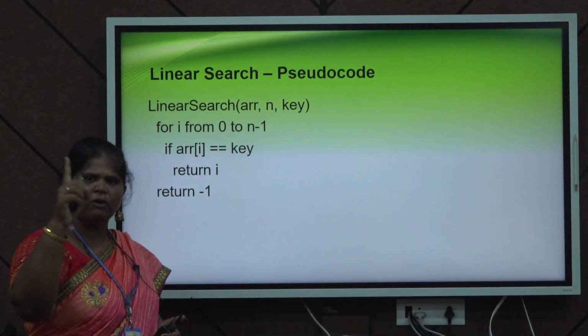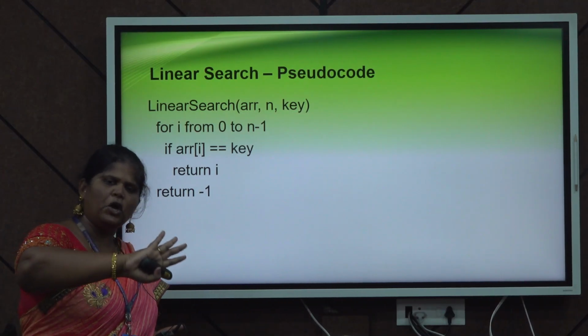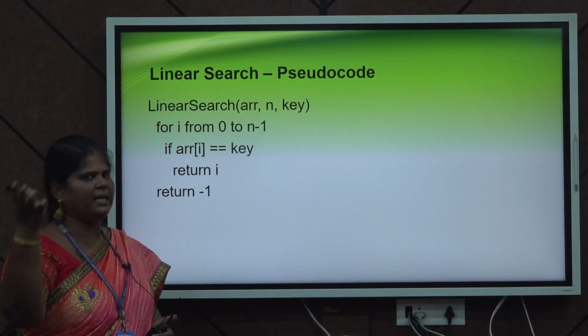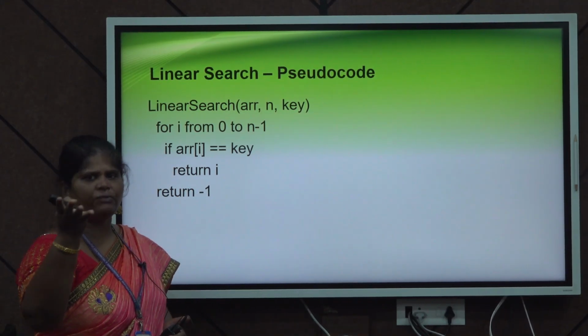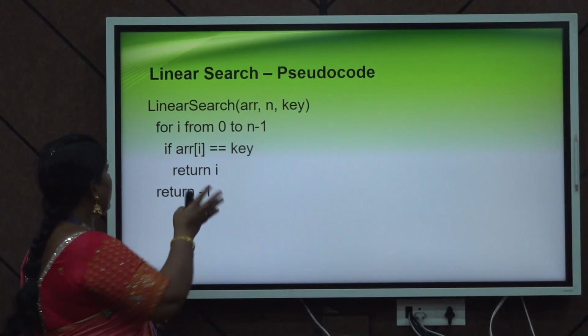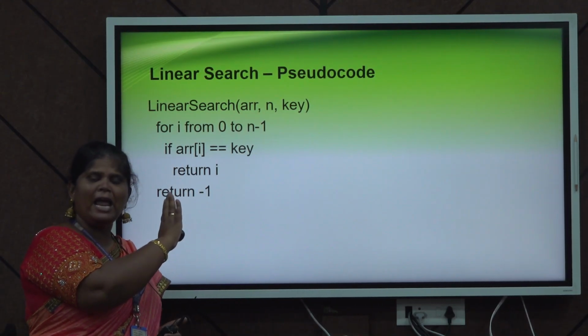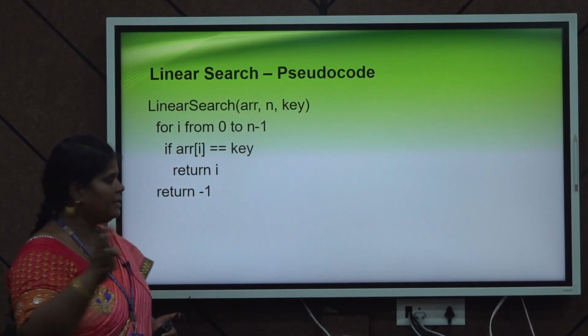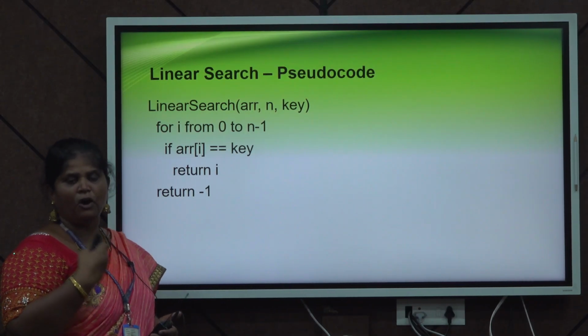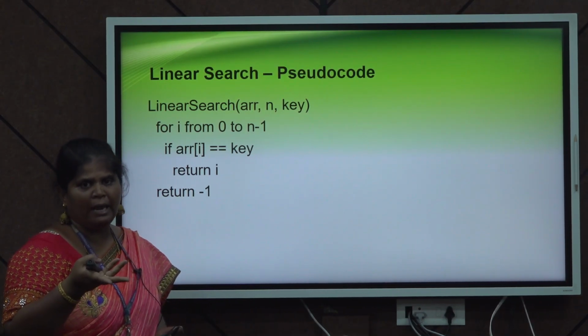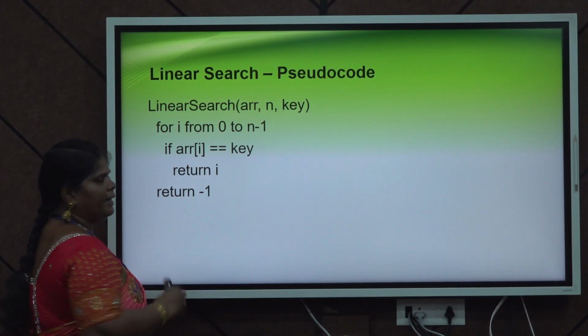ARR[1] is compared with the key. If it does not match, ARR[2] is compared with the key. If it does not match, ARR[3] is compared with the key, until a match is found. If all the elements in the list are over, then we have to display the element not found message. So we have to return -1 here.